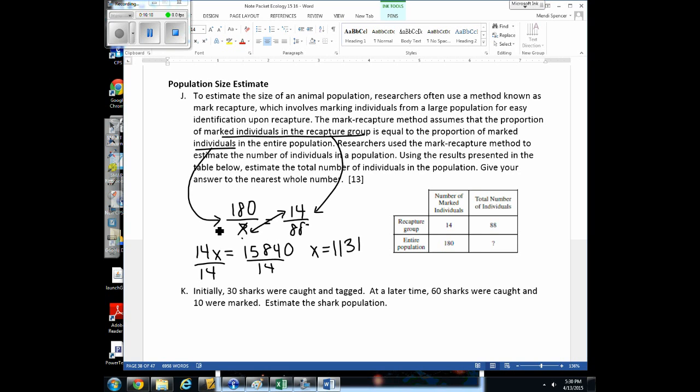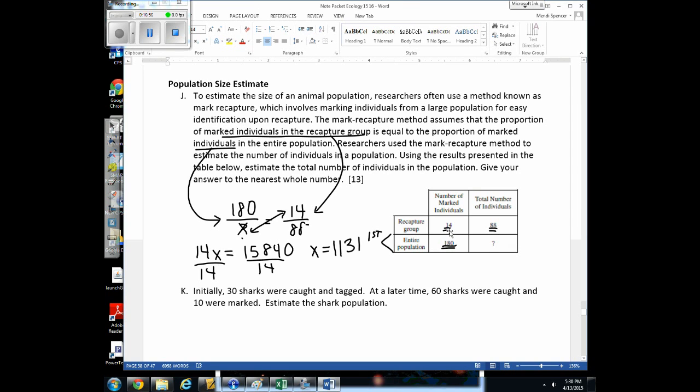To estimate population size, scientists use what's called the mark recapture method. What's kind of confusing about this data table is this is actually what scientists figure out first. They capture as many individuals as they can, and they mark all of them. So in this situation, they caught 180 organisms, and they marked them all, and then they released them. Then they come in months later, years later, and they capture, again, as many of this population as they can. They caught 88 individuals, but only 14 were marked.